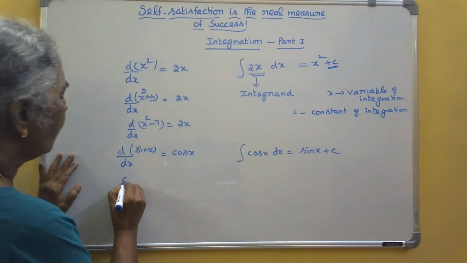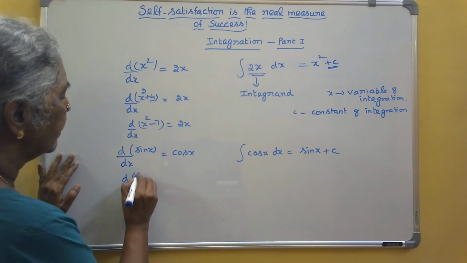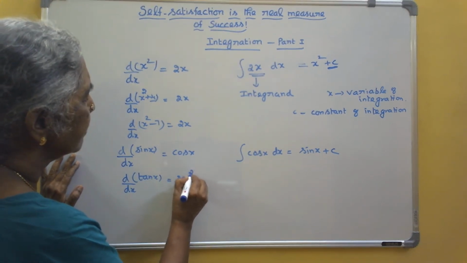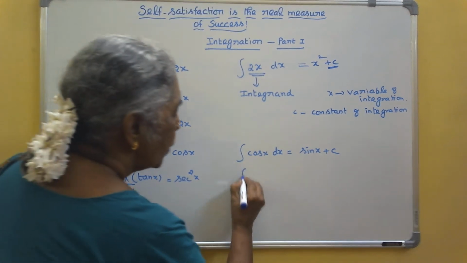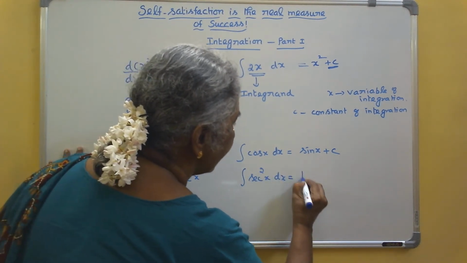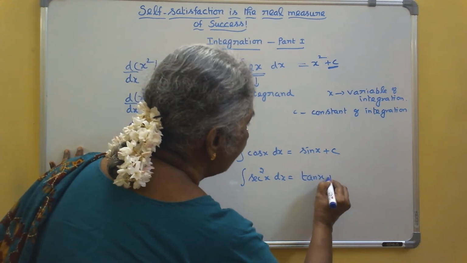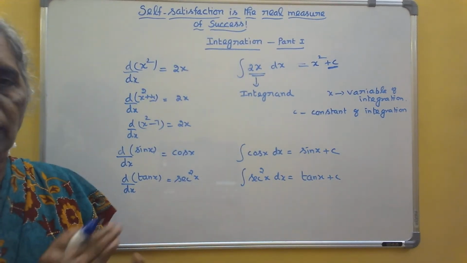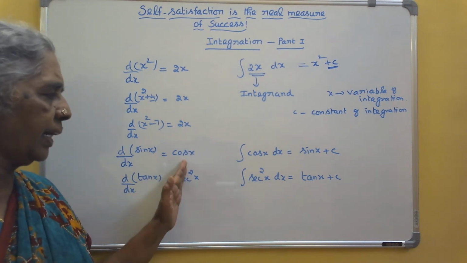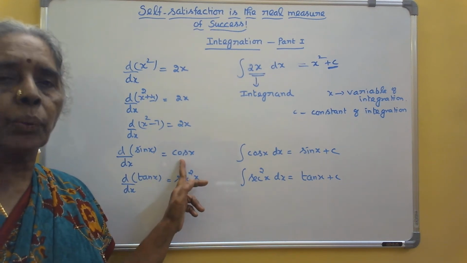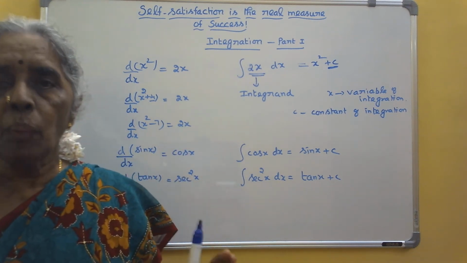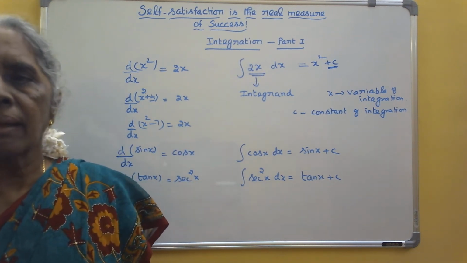Then, if you differentiate tan x, you will be getting secant squared x. If you integrate secant squared x dx, you will be getting tan x plus c. So, these are straight inverses. Whatever you are differentiating and getting the answer, if you integrate that, you will be getting that. Okay? So, now I hope this basic is clear to you.